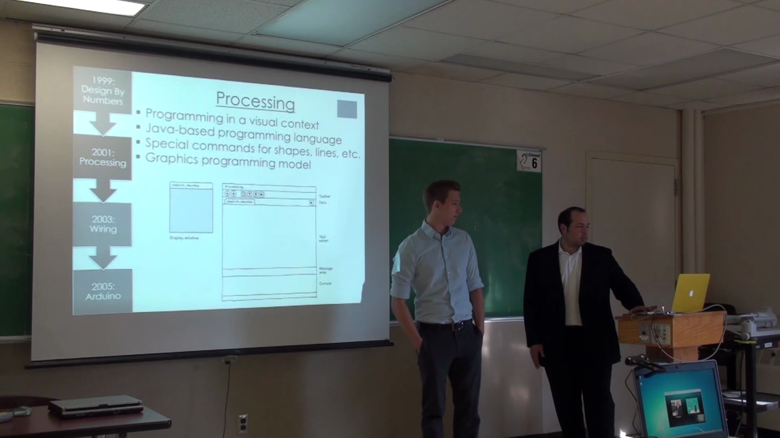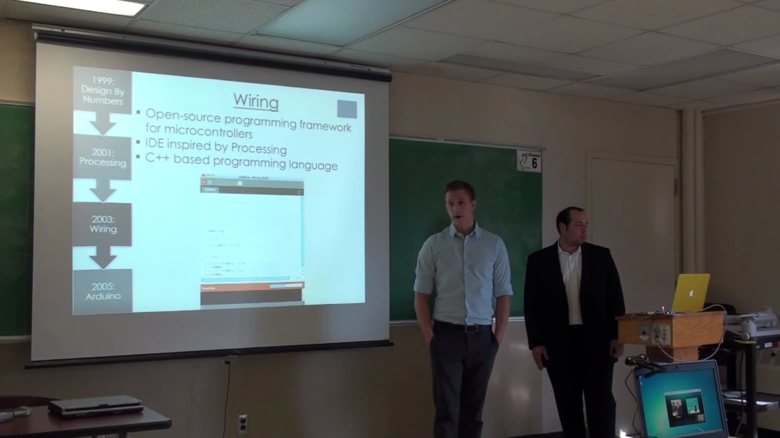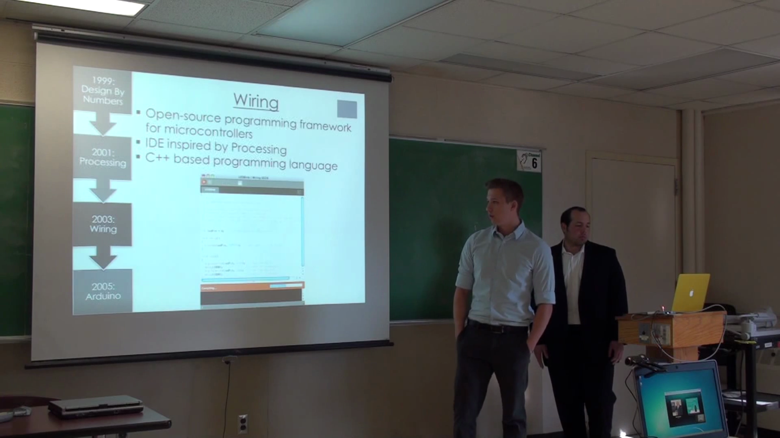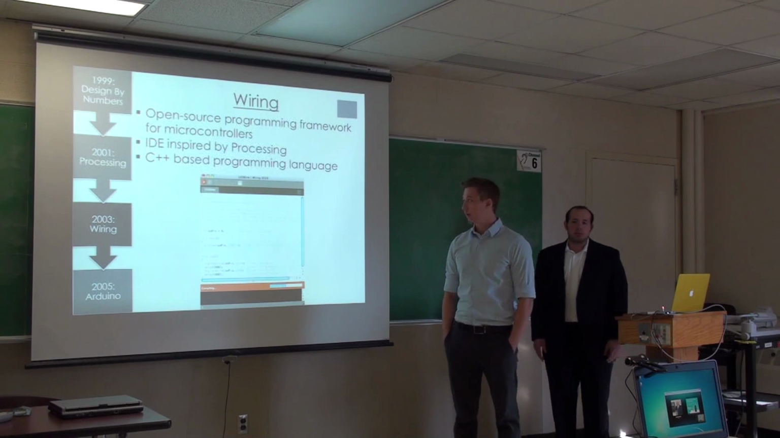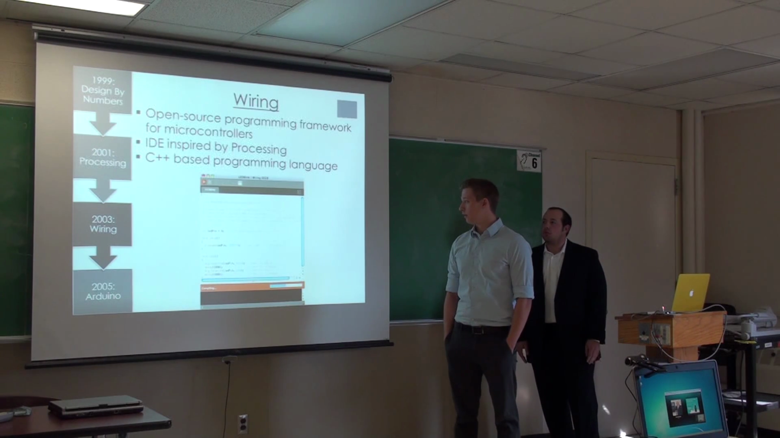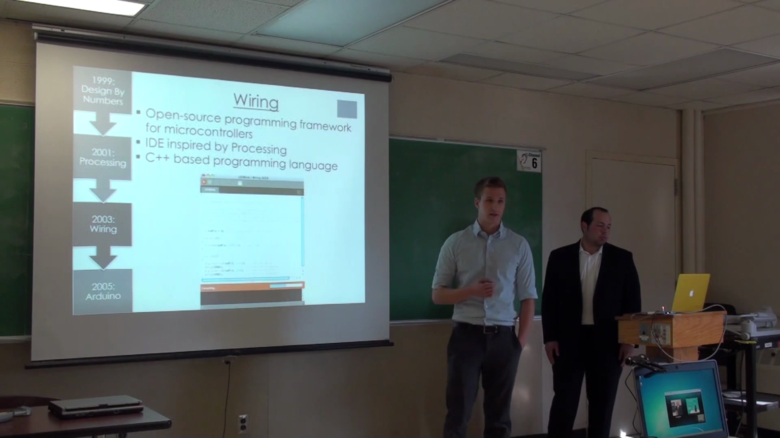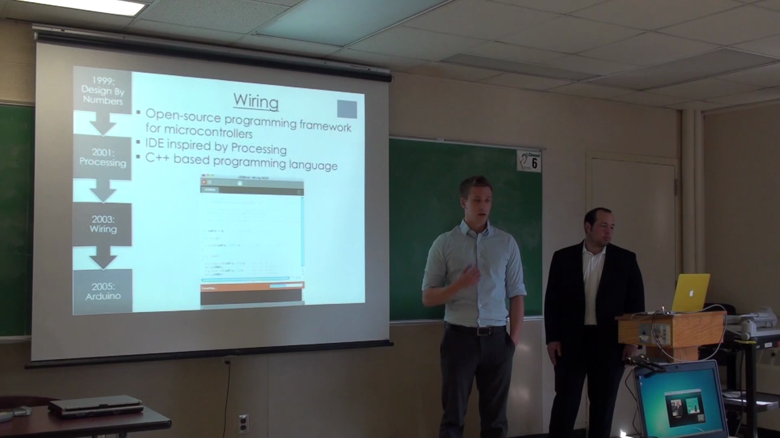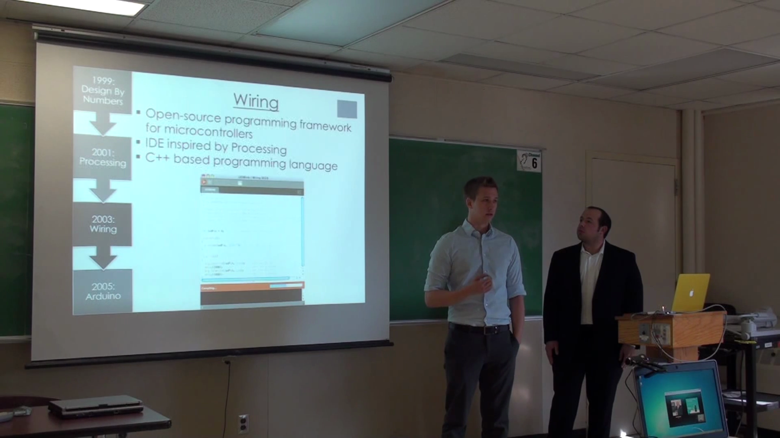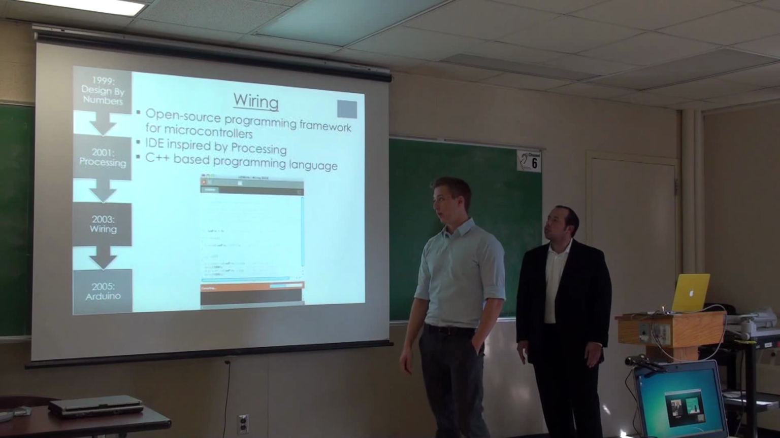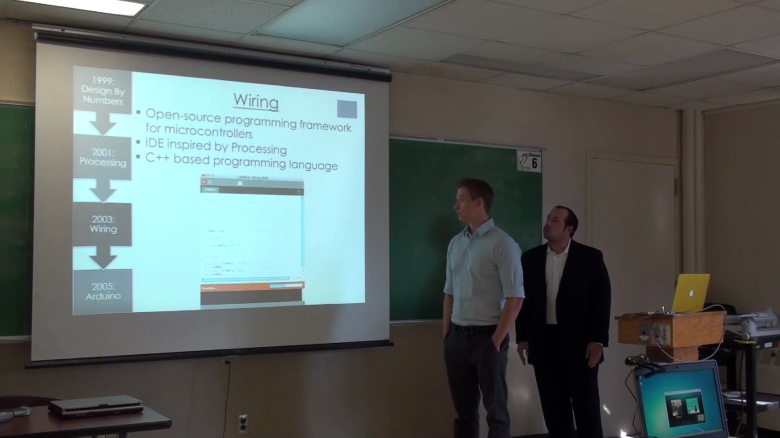which is called Wiring. What Wiring wanted to do was basically extend what Processing had developed and be able to control a microcontroller with it. So using compatible sensors, you can sense the environment with the microcontroller, and then the microcontroller can make decisions based on that. So say you have a motion sensor in a room and you want your microcontroller to turn on a light when somebody walks in the room. Wiring wanted to make this possible.